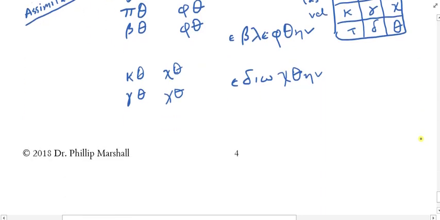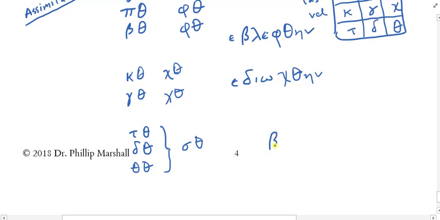Now, our last situation that we see here is when I have things like tau, theta, delta, theta, and theta, followed by the theta of the tense formative. What's going to happen in all these cases? I am going to get a dissimilation. The dentals will become a sigma before the theta. Okay? So they become a sigma before the theta.